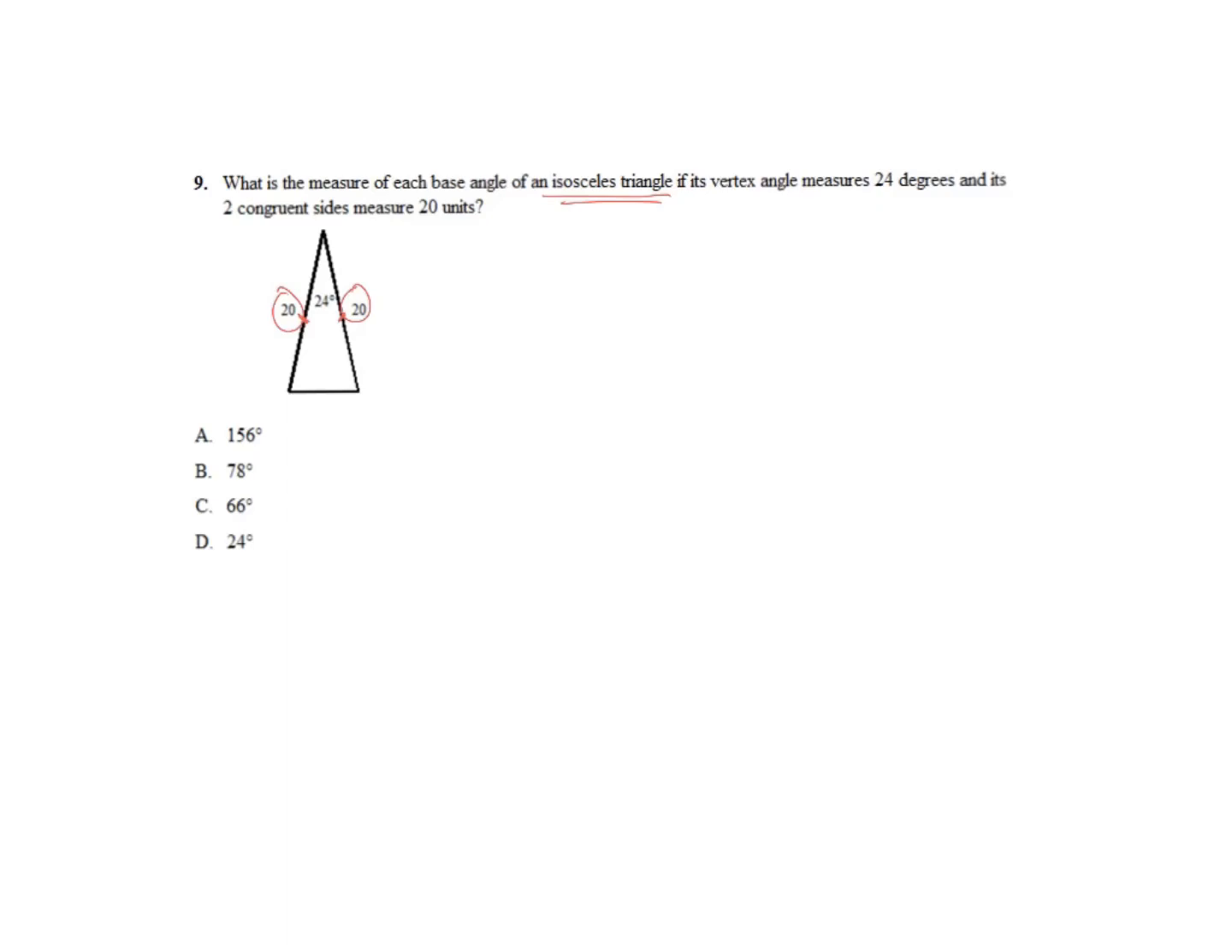So what that tells me right away is that these two angles here at the bottom, because they're opposite sides of equal measures, will have to be equal. So these two angles will have to be the same here and here. When they talk about vertex angle, they're generally referring to the angle that is connected to both equal sides here. This here would be your vertex angle.